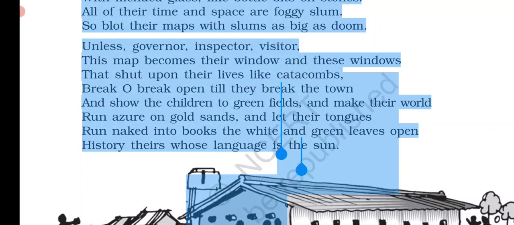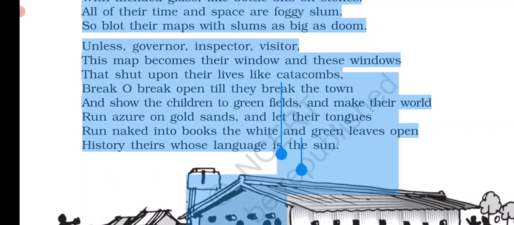You could see this word is being repeated at the beginning of the following clause. So this is not repetition, because repetition has no pattern. The word can be repeated anywhere in the whole stanza or the whole poem, but anaphora has a specific pattern. As you can see, it comes at the beginning of a following clause, right? So you could see "run azure" and "run naked".